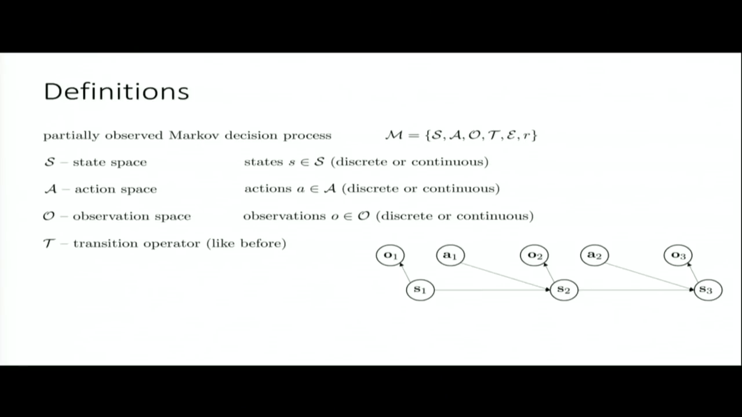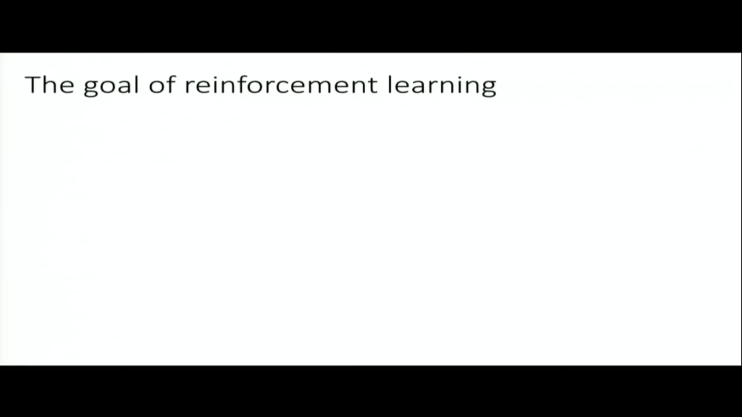It's still 3-dimensional. And now we have an emission probability that tells you how likely is a certain observation to occur at time step t, given a state at time step t. And again, we have the reward function. And the reward function, just like before, maps states and actions to real valued numbers. So the reward depends on the state, but your policy typically would only get the observation. So it has to figure out what's going on from that.